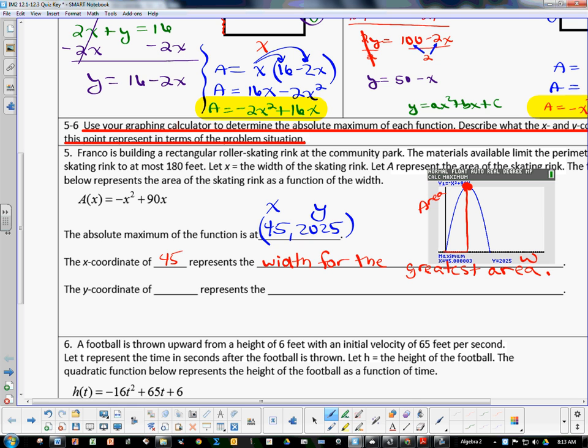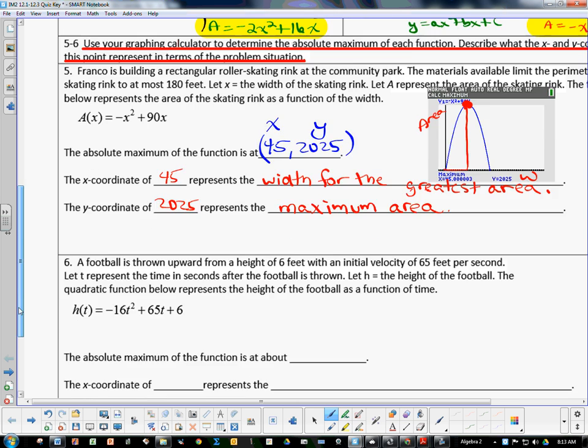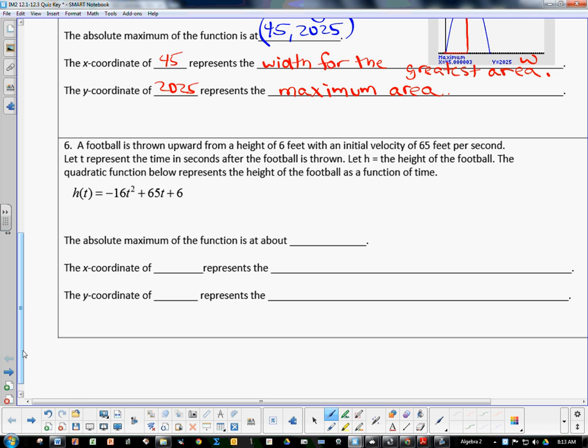Okay. Now the y-coordinate, 2025, that represents the greatest area, correct? The maximum area. All right. So it's really just a calculator problem. Okay, how to work your calculator finding a maximum. Let's go ahead and do number 6 together.